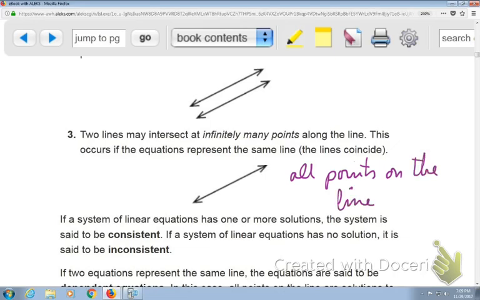All points on the line. Right? There are infinitely many, but that doesn't mean just any old point is a solution. It's specifically all the points along the line. Is that okay? All right?